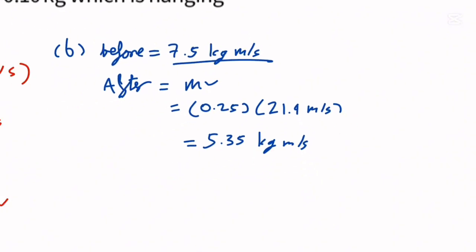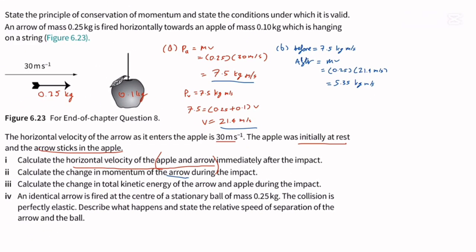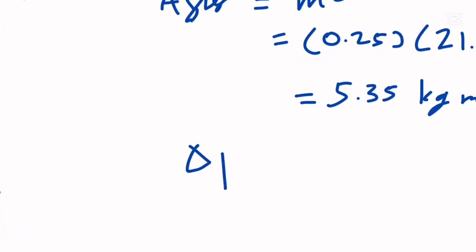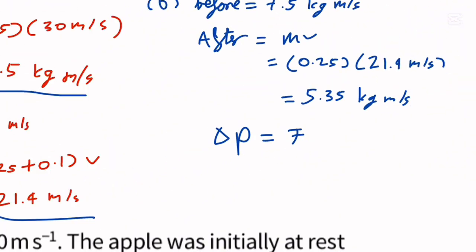But won't that break the conservation of momentum? No, because we're not calculating the apple. We are only calculating the arrow's momentum, not the apple's momentum too, right? So that's the key here. So we're going to find the change in momentum. So we're going to do this. It should be the easy part here.